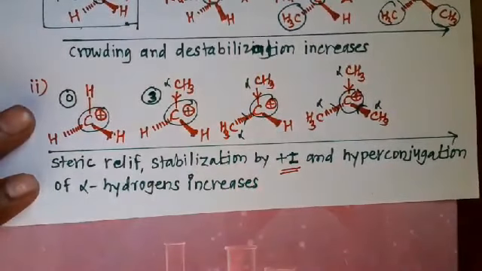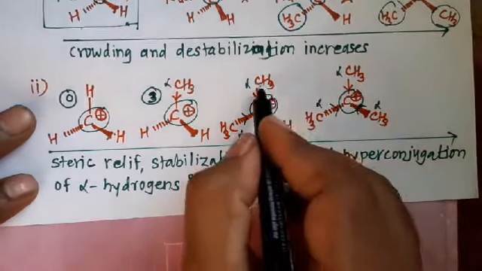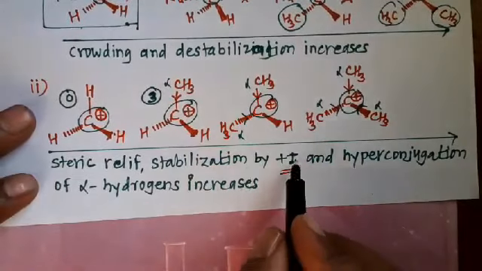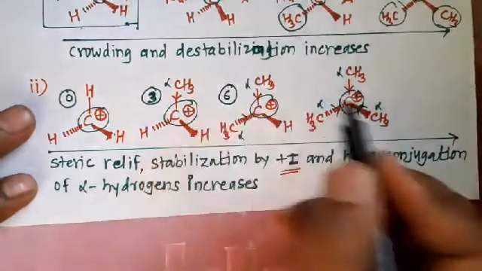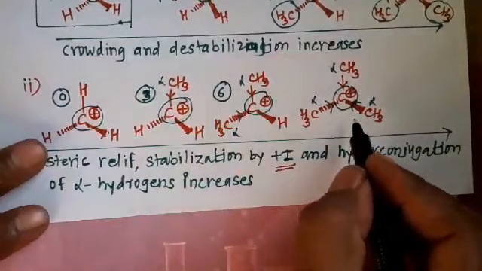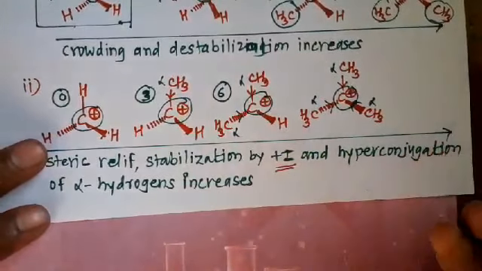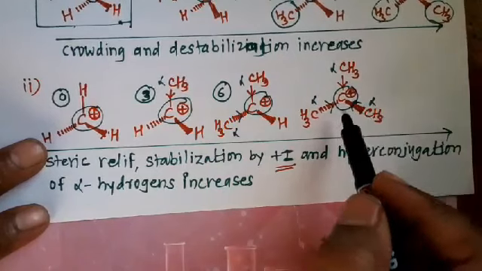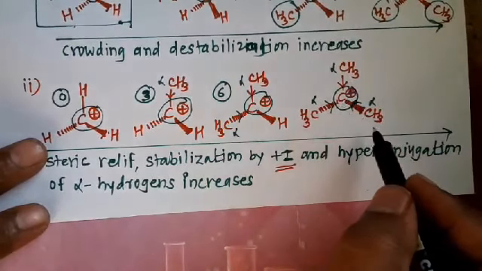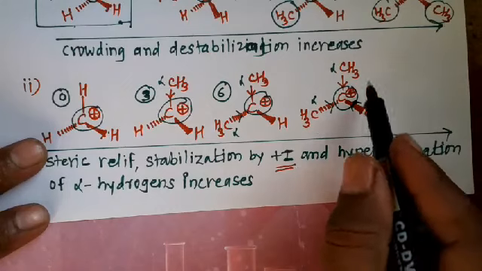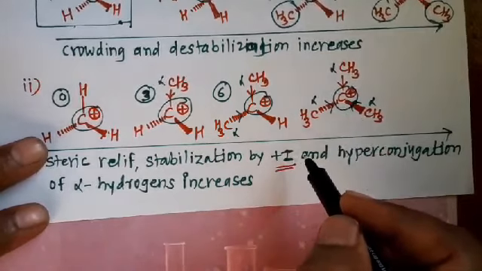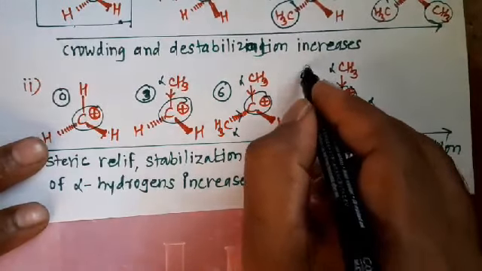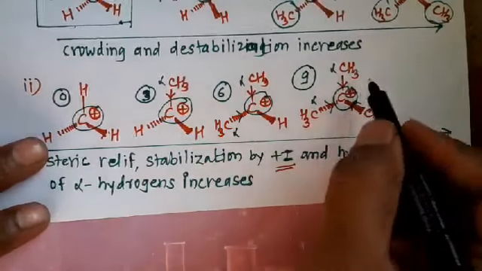In the third structure, there are one hydrogen and two methyl groups attached to the carbocation. These two methyl groups donate their electron pair through the plus I effect and hyperconjugation, and this has six hyperconjugating structures. In the last structure, all three methyl groups are attached to this carbon atom. These three electron donating groups donate their electron pair to this electron deficient species through the plus I effect, and it has 9 hyperconjugating structures due to the presence of three methyl groups.